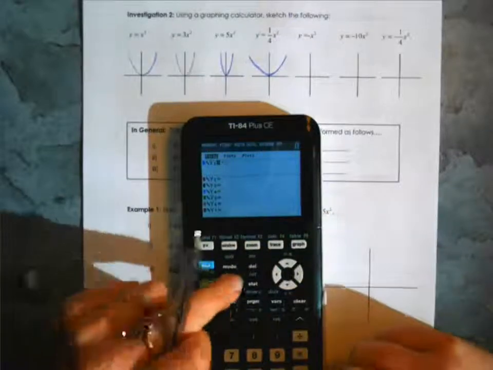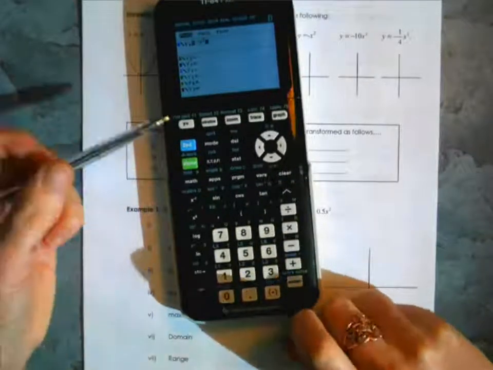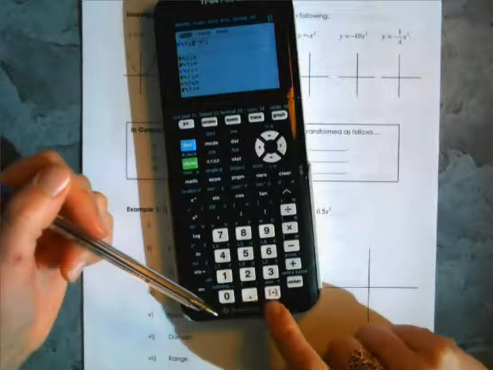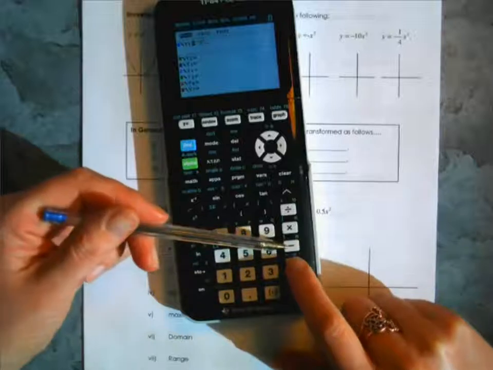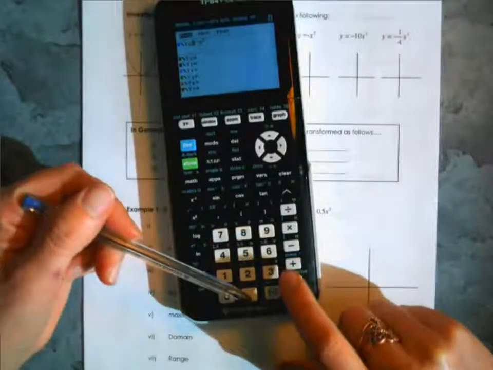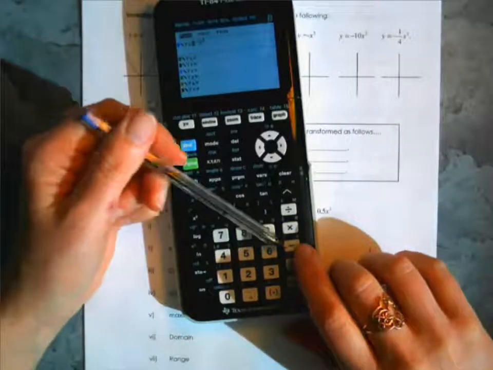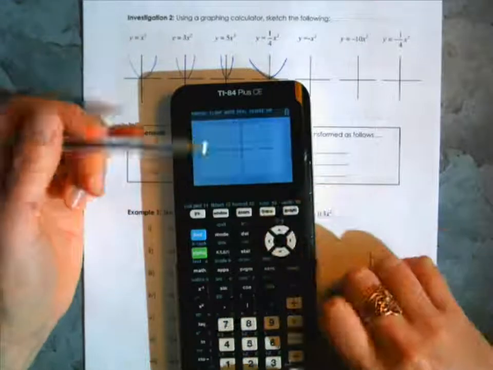Sorry, negative x squared. Now keep in mind, if you're ever putting negatives into your graphing calculator, you have to use the negative button, not the minus button, because the minus button in the calculator only means subtract. So if you put that in trying to be a negative, you'll get an error. Okay, so negative x squared, and let's go into the graph.